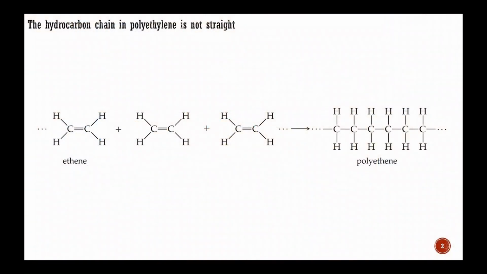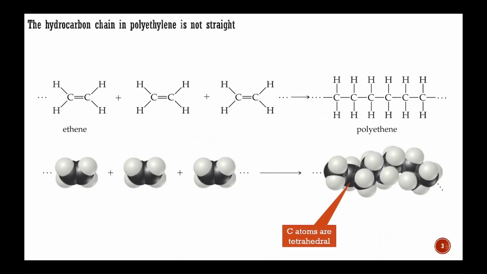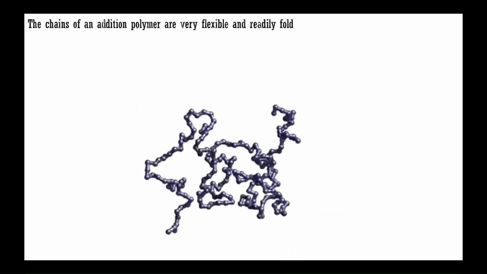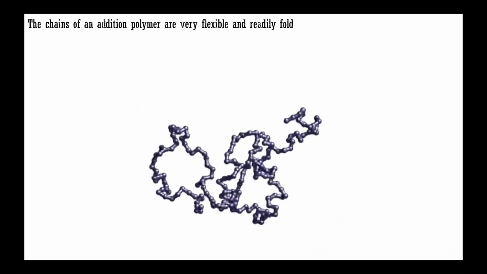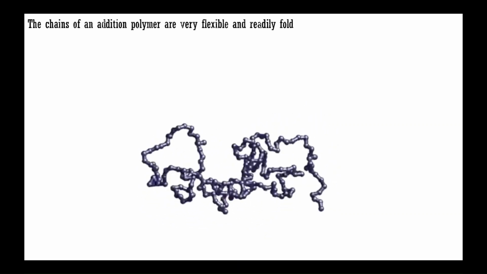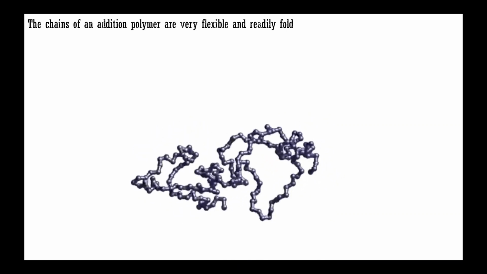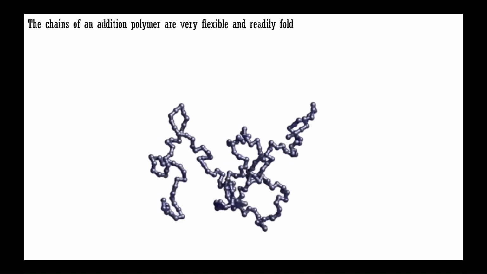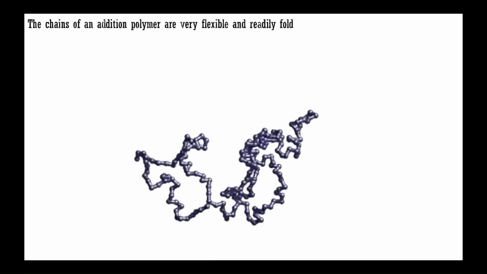The simple structural formulas you've seen for polyethylene and other related polymers can be deceptive. Since each carbon atom in polyethylene is surrounded by 4 bonds, the atoms are arranged in a tetrahedral fashion, meaning the chain is not as straight as we sometimes depict it. Furthermore, the atoms are relatively free to rotate around the carbon-carbon single bonds. Thus, rather than being straight and rigid, the chains of an addition polymer are very flexible and readily fold. The flexibility of the molecular chains can cause the polymer material itself to be very flexible.